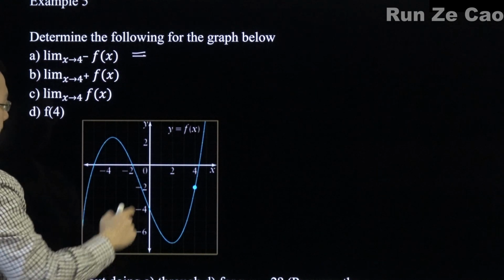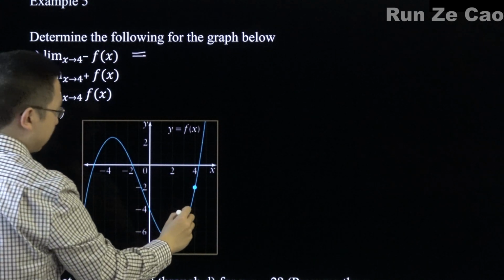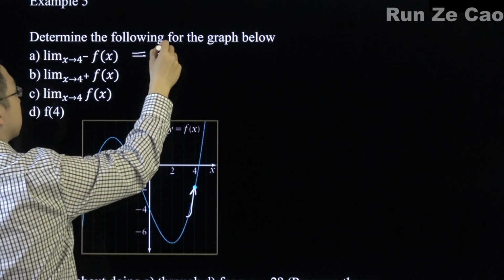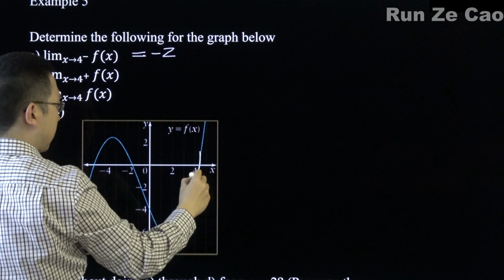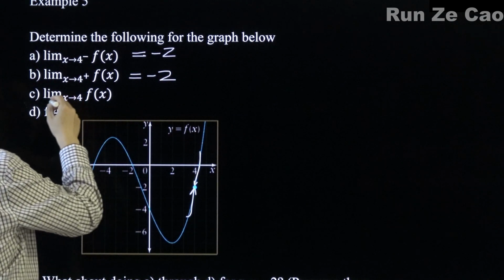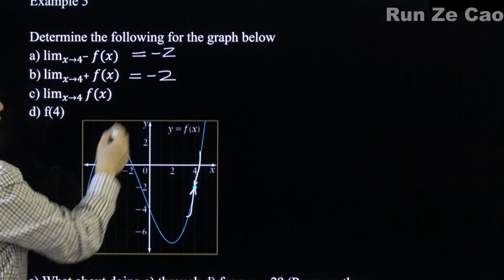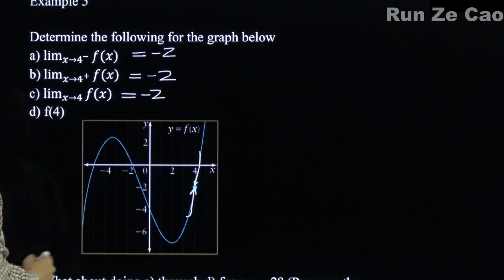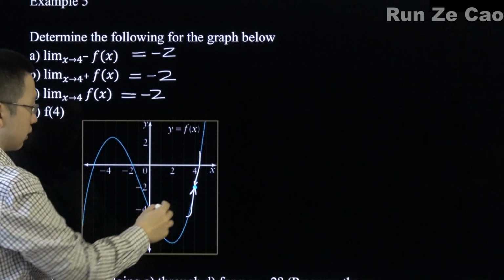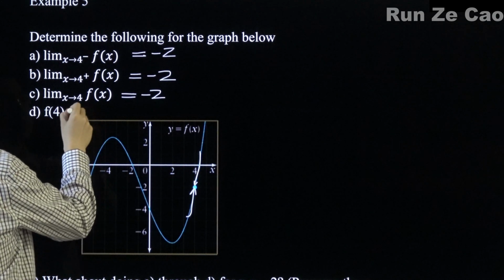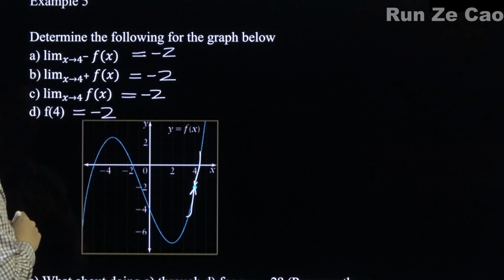All right. So for 4 from the negative side, it's pretty obvious it goes to negative 2. And for 4 from the positive side, it also goes to negative 2. And from both sides, these two are equal. Therefore, that's negative 2. And what's f of 4? The actual value at x equals 4 is negative 2.